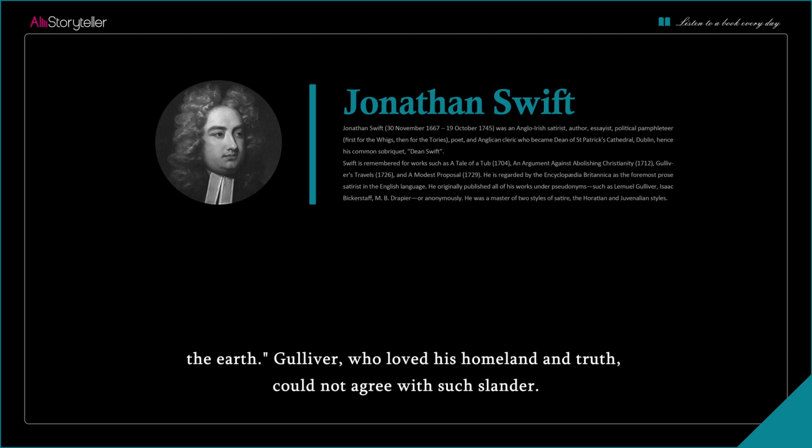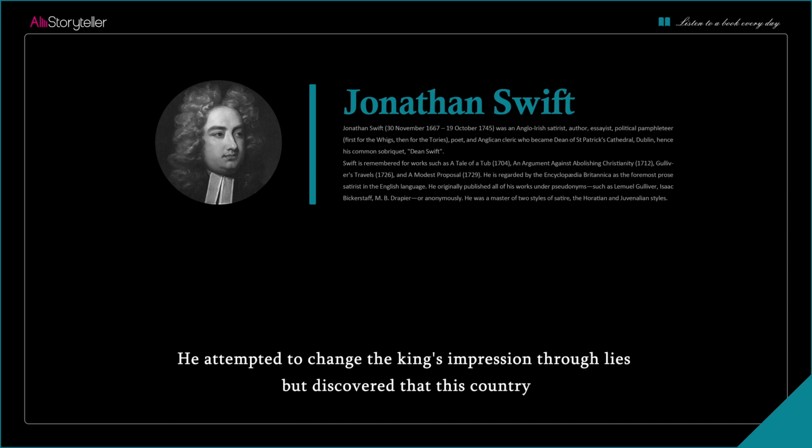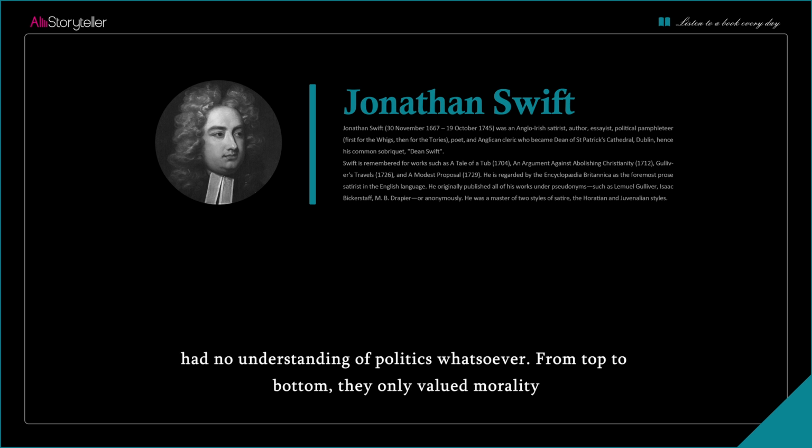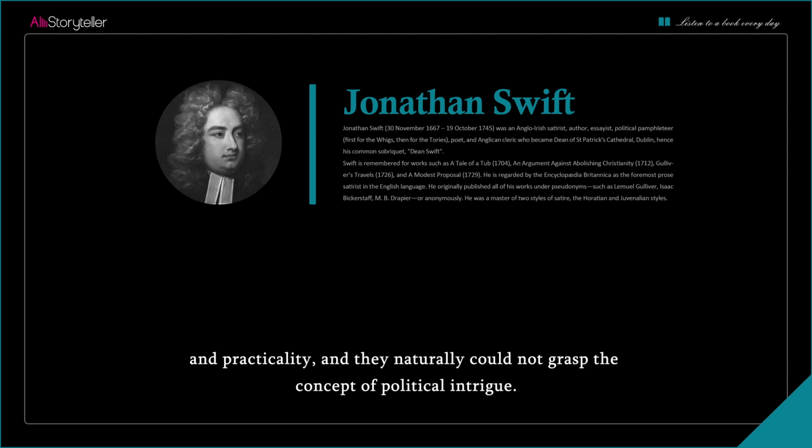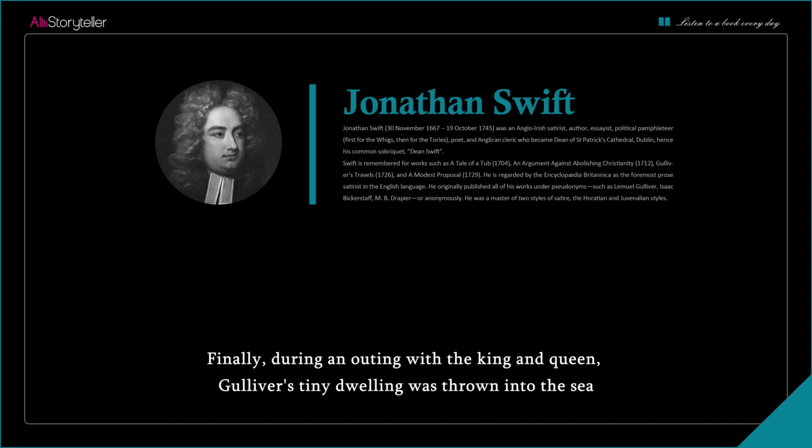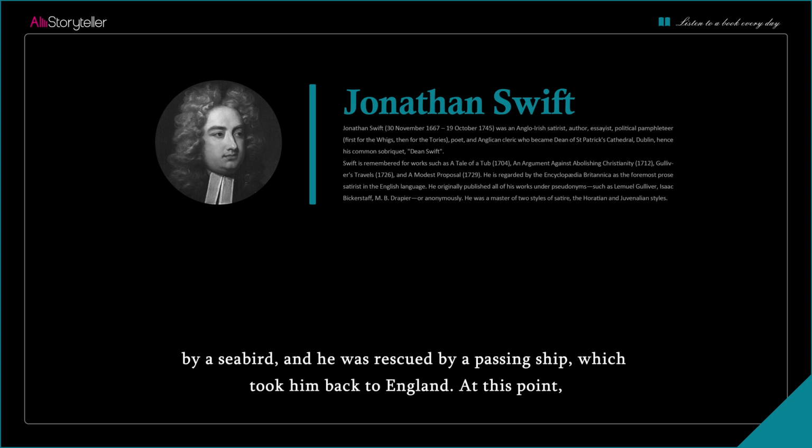Gulliver, who loved his homeland and truth, could not agree with such slander. He attempted to change the king's impression through lies but discovered that this country had no understanding of politics whatsoever. From top to bottom, they only valued morality and practicality, and they naturally could not grasp the concept of political intrigue. Finally, during an outing with the king and queen, Gulliver's tiny dwelling was thrown into the sea by a seabird, and he was rescued by a passing ship, which took him back to England.